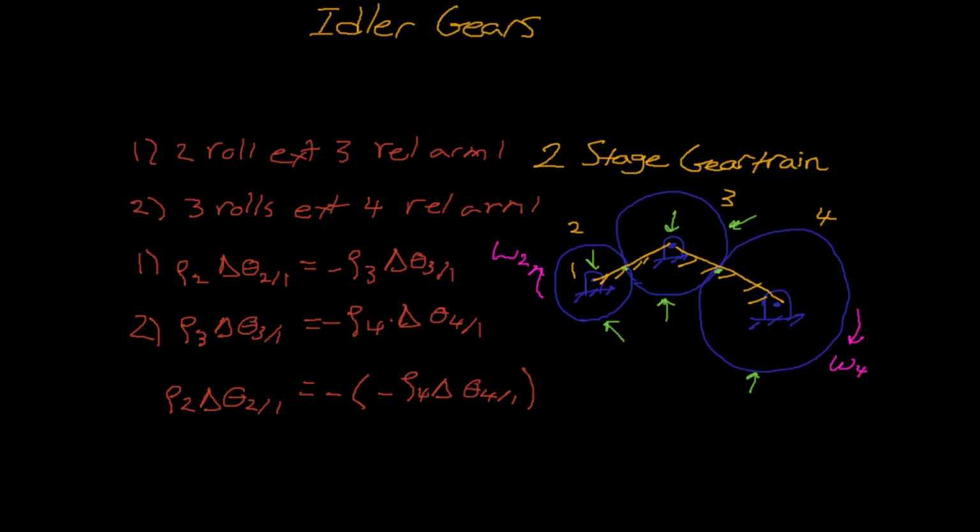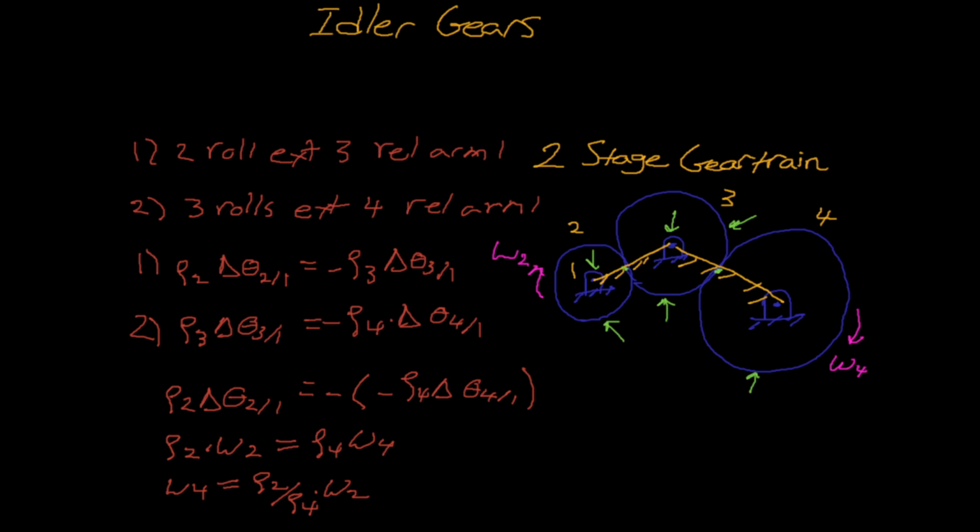and if we take a time derivative we get rho 2 times omega 2, the speed of gear 2, is equal to rho 4 omega 4, which is the speed of gear 4. And remember that the ground is constant, it's 0, so when we differentiate that drops out. So we could write the output speed omega 4 as a function of the input speed, which would be rho 2 over rho 4 times omega 2.